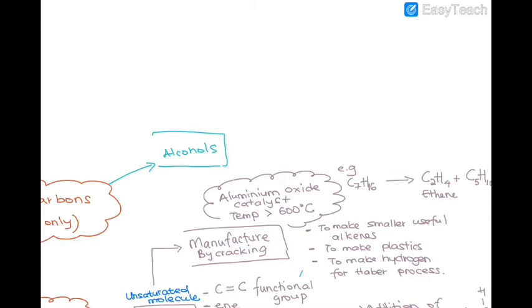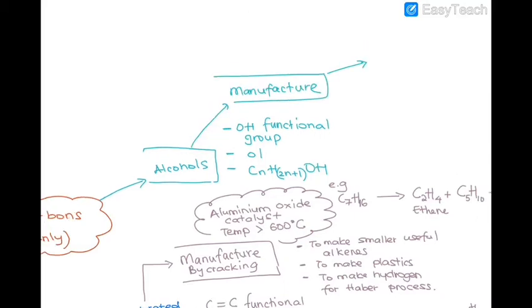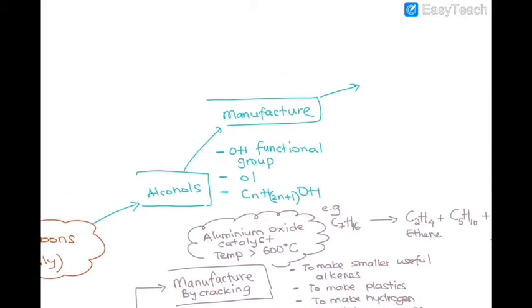So alcohols have functional group OH. The names end with "ol", and the general formula is CnH2n+1OH. And you will need to know the manufacture of ethanol. Now there's two ways to manufacture ethanol.